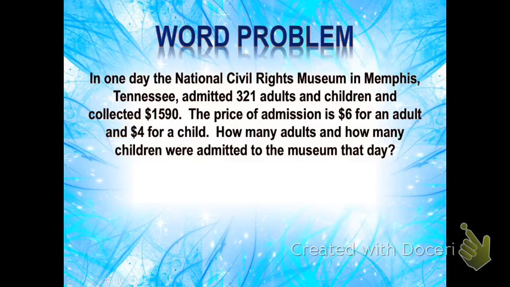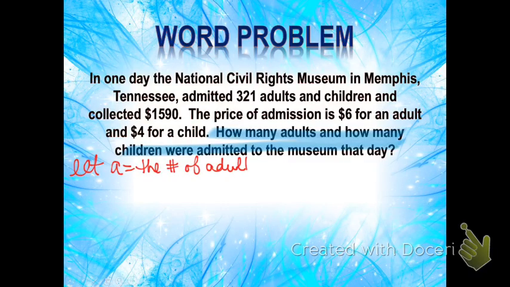The first thing you'll do is define your variables. The question is asking you how many adults and how many children were admitted to the museum that day. So those should be your variables. Let's choose A to be the number of adults and C to be the number of children.